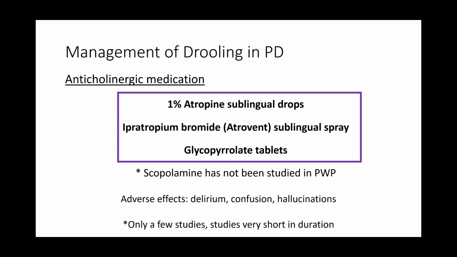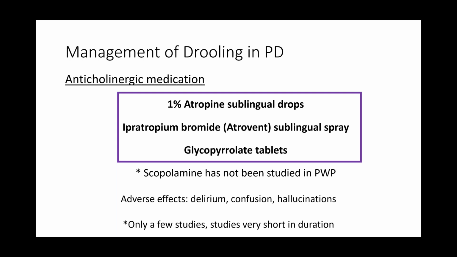Atropine blocks the parasympathetic nervous system, so it reduces the amount of saliva produced by the salivary glands. Ipratropium bromide is Atrovent, which is a spray sometimes used for respiratory issues, but the spray is actually anticholinergic as well, and so it blocks acetylcholine, so it blocks the parasympathetic system again and reduces drooling.